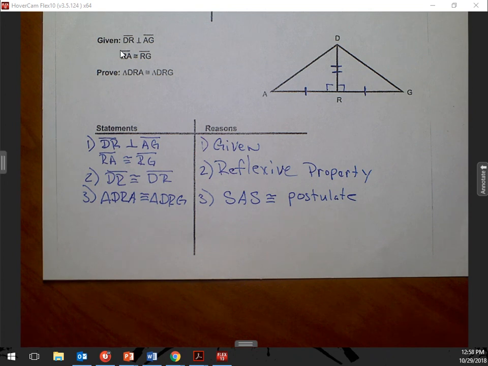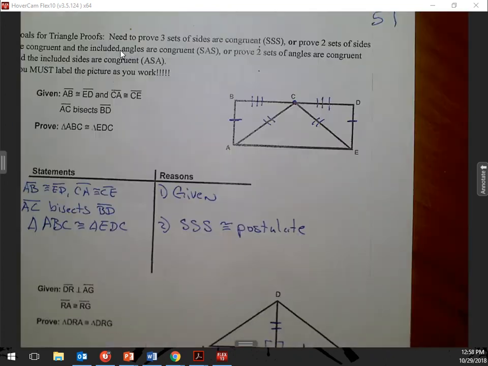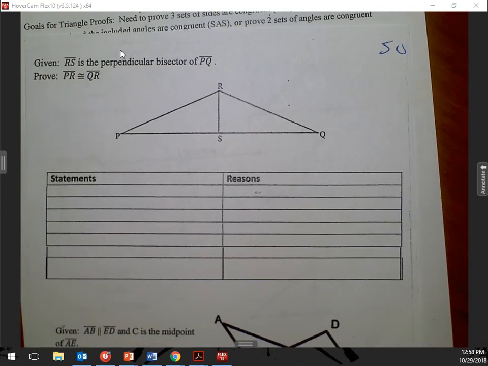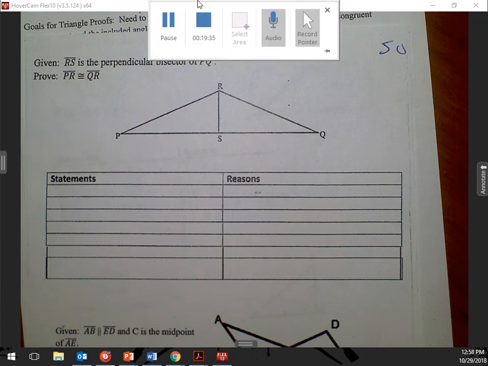Oh, wait, hold on, I forgot. Okay, so that's page 51, page 50. What are you guys going to do yourself? Same thing. You guys are going to do it yourself right there. You're doing it right now. Alright, here goes.